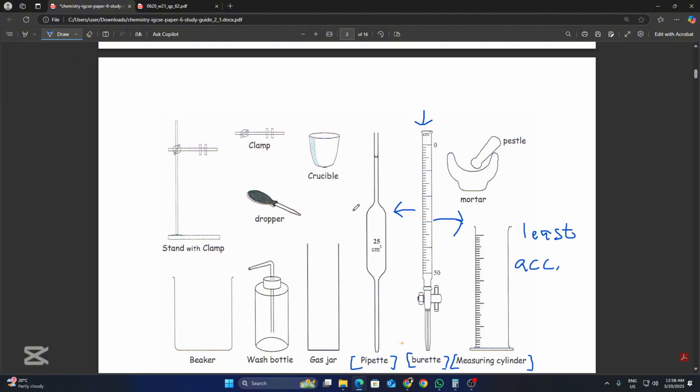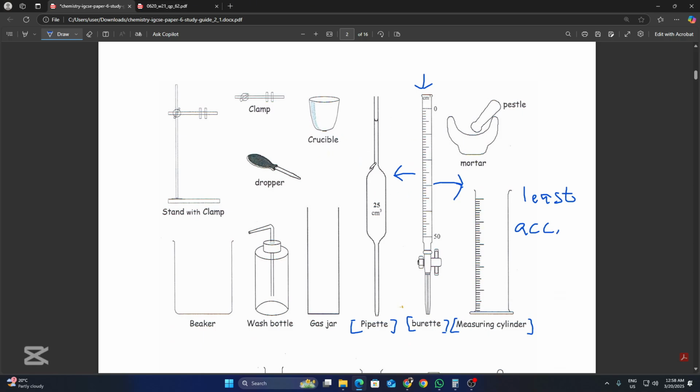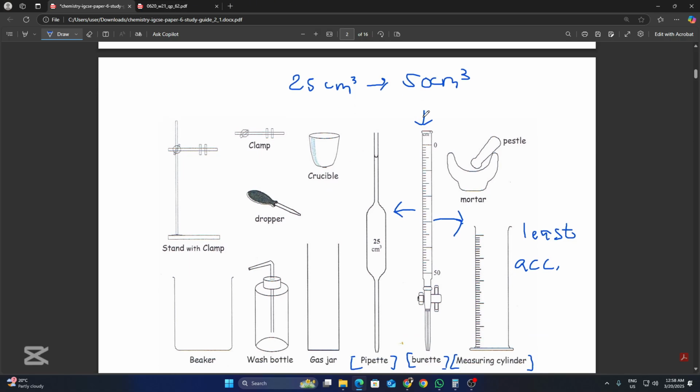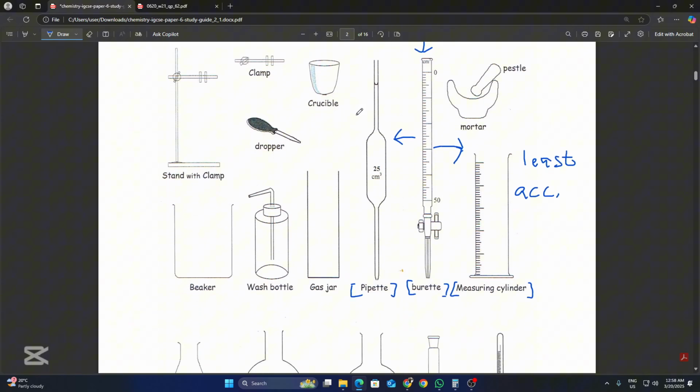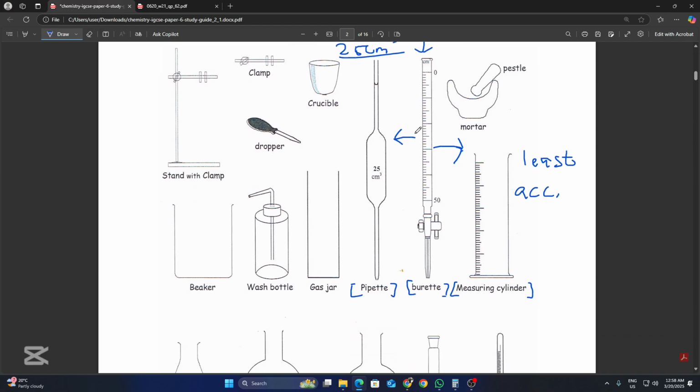Now, one thing about the pipette is that you have to know it cannot measure different volumes. So imagine in an experiment we are using like 25 centimeter cube and then we're using 50 centimeter cube. Again, we cannot use a pipette for this. We have to use a burette or a measuring cylinder, because a pipette cannot measure variable volume. It can only measure fixed volume. Like if we only have 25 centimeter cube of one substance, we can only measure 25 centimeter cube. We can't go up or down.